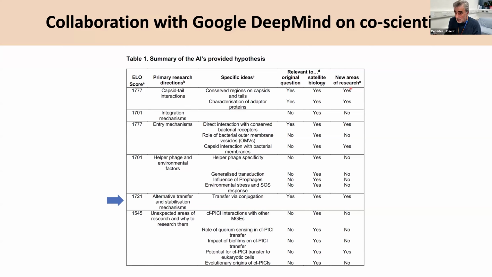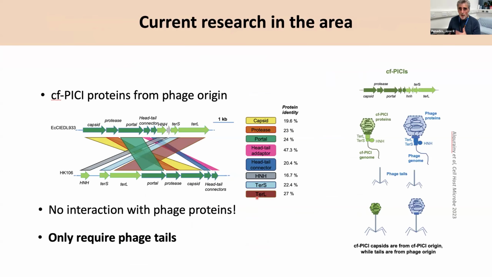Some of them definitely open new areas of research, like the work I have presented to you. I was also highlighting here that they said these CFPs could move between species using another mechanism, conjugation, which we never ever thought about, and we are now checking it in the lab. What else are we doing?